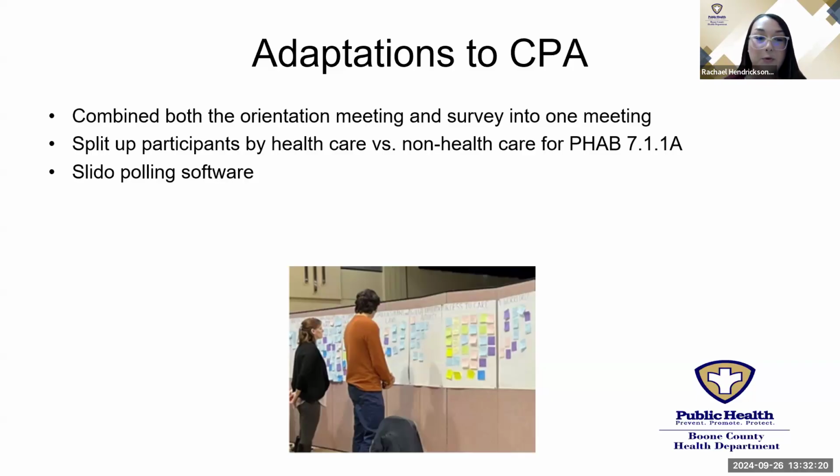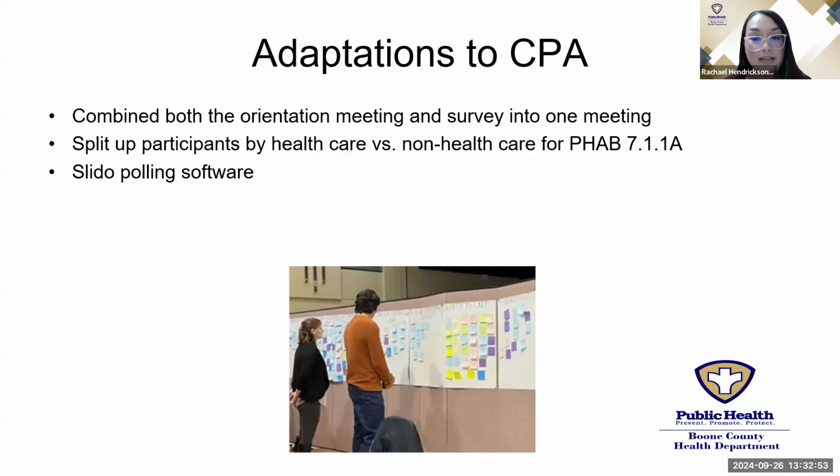So what we did as well to adapt it is we ended up splitting up our participants. One side of the room was general community partners, and the other side of the room was healthcare. And the reason we did that was to meet FAB measure 711A. So while we're trying to meet CHA-CHIP requirements for the state, we're also trying to simultaneously meet public health accreditation requirements. And 711A is engaging with the healthcare delivery system to assess access to healthcare services. So very similar to the other side of the room, but more tailored specifically to healthcare services.